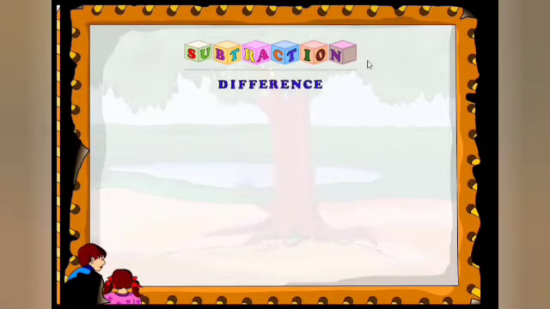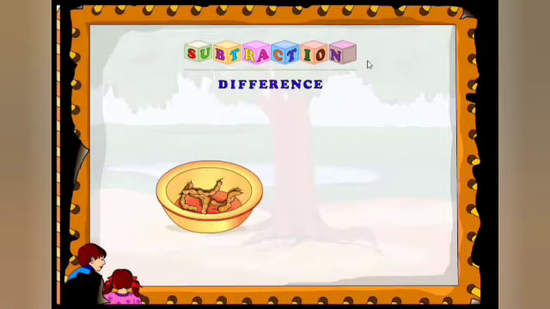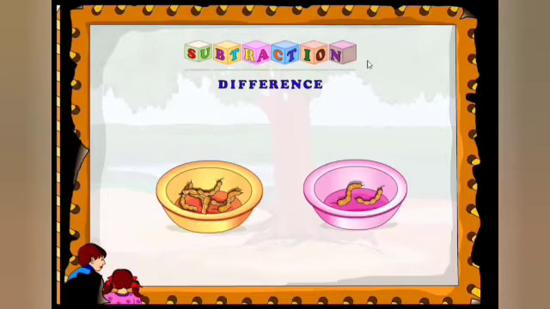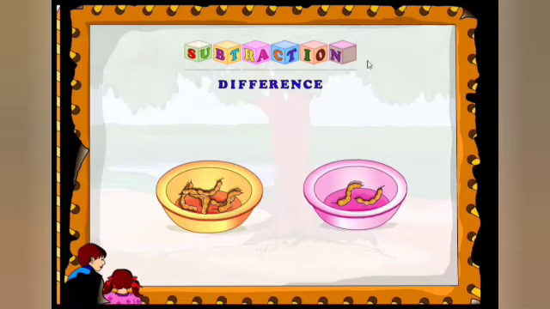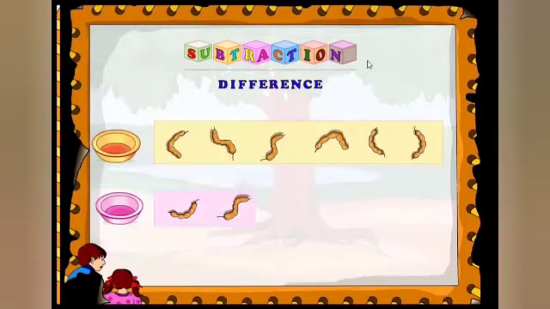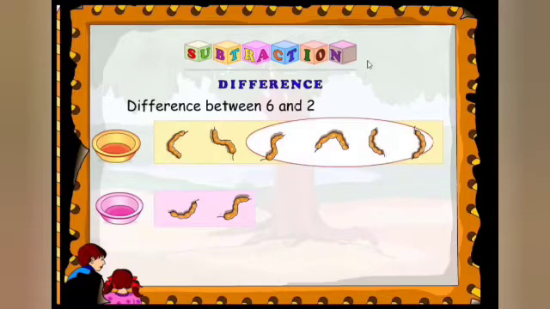Subtraction is also the difference between two numbers. There are 6 tamarinds in the yellow bowl and 2 tamarinds in the pink bowl. I want to know how many more tamarinds are in the yellow bowl than in the pink bowl. For this, I have to find the difference. Can you find the difference between 6 and 2? Yes! 1, 2, 3, 4. There are 4 more tamarinds in the yellow bowl.